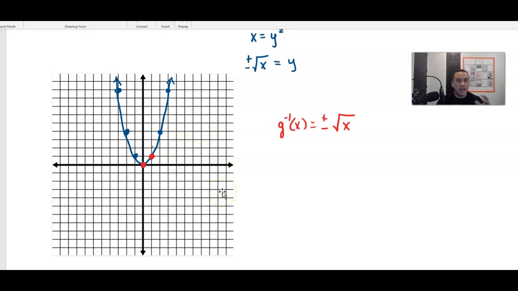It's basically a sideways parabola. So you're going to go 1, 2, 3, and 1 here. 1, 2, 3, 4, 5, and 1 across here. And you get this. This is the positive square root function right there. That little check mark in reverse, that is a square root function.